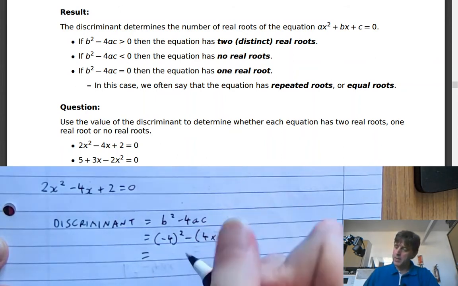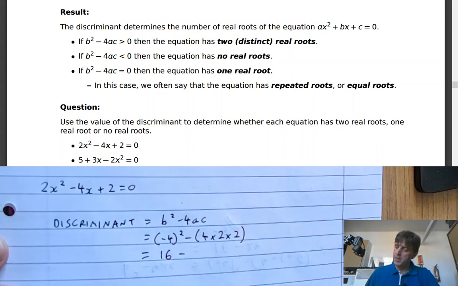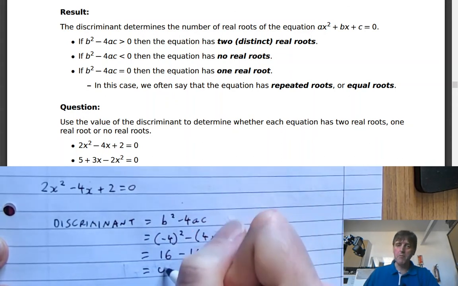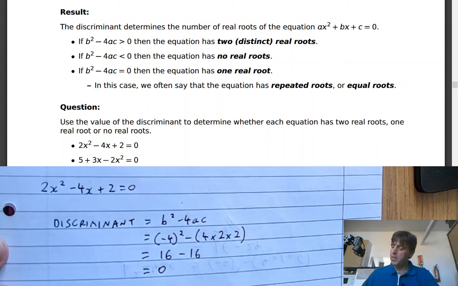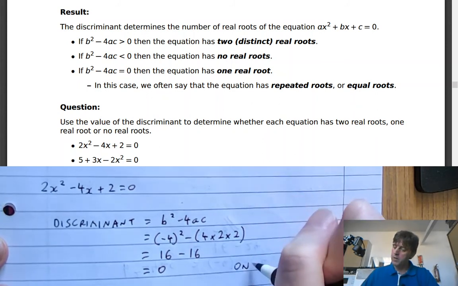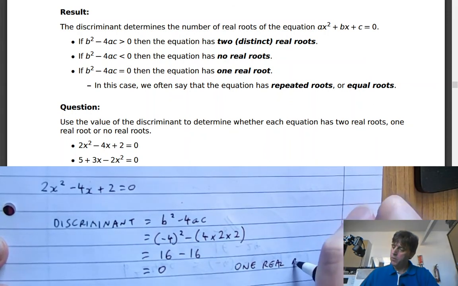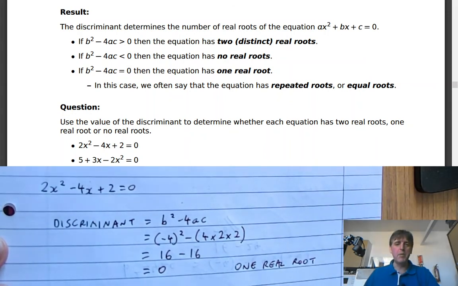Let's work that out. Negative 4 squared is positive 16. 4 times 2 times 2 is 16. So we end up here with the answer 0. And what does the discriminant equal 0 mean? It means that we have one real root. Or you could say we have equal roots or repeated roots to that equation. Okay, so only one value of x makes that true.